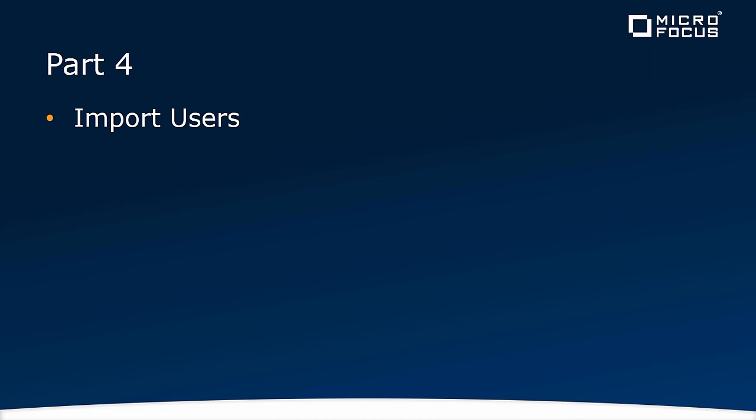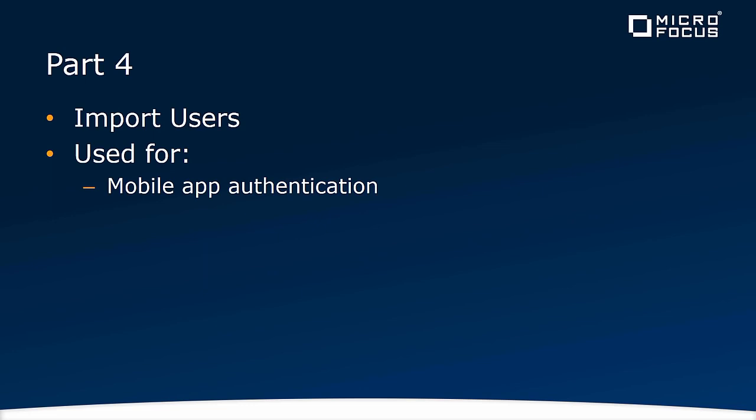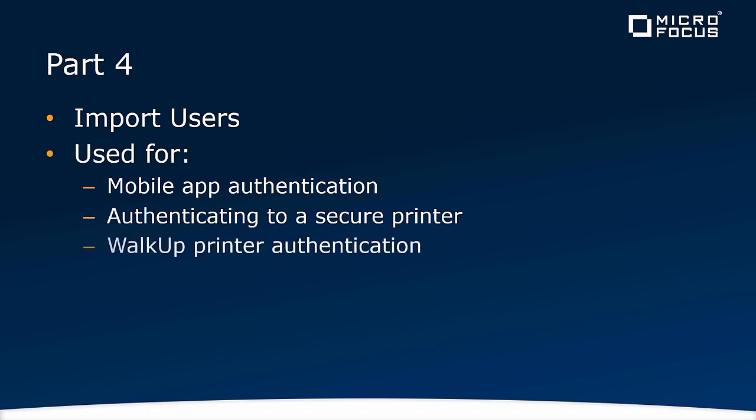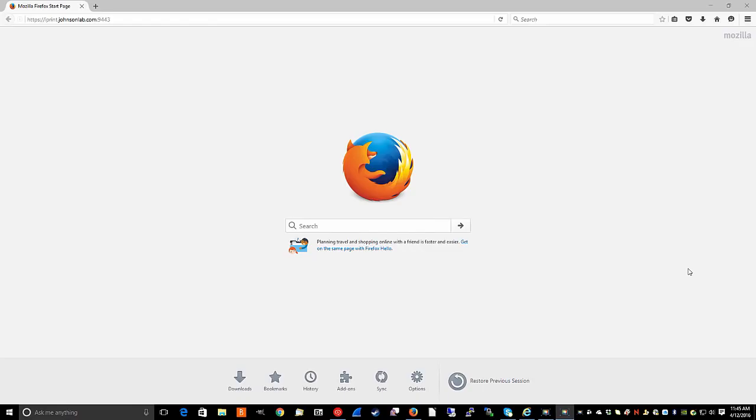In this video we are going to go through the import user process. The purpose for importing users is to allow your mobile users the ability to authenticate to the iPrint appliance. It is also used for authenticating to a secure printer. It is used for our new feature called walk-up printing, and it is also used for iPrint client management. If you are not using any of these features in the iPrint Appliance 2.0, you do not need to import users. To import users, we need to open the management console for the appliance.